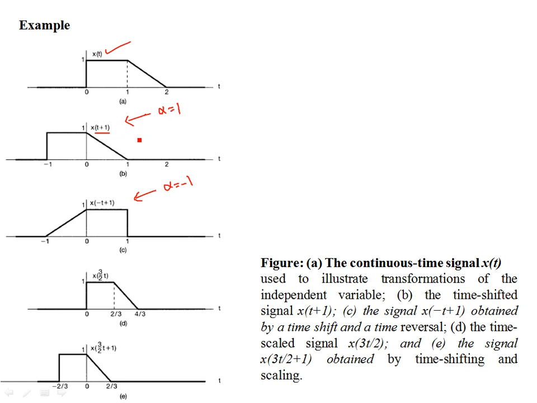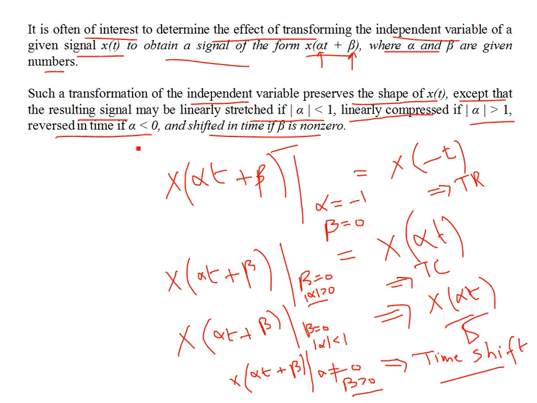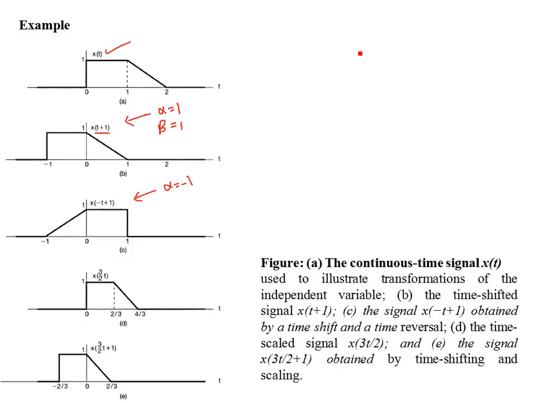Let's discuss the first case. So alpha equal to 1, and beta in this case is also 1. Now let's try to understand how we can construct this. According to this transformation alpha t plus beta, beta is 1, fine.